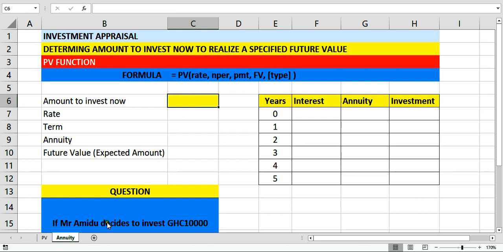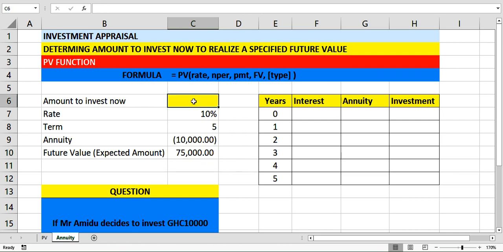The same information, the only thing that has changed is Mr. Amidu is now going to do annuity payment at the end of every year. Okay, so 10% comes, it's still 5 years. This time around we have annuity of 10,000. Why are we making it negative? This is a payment you are making, an outflow, that's why we make it negative. Future value is what you're expecting to receive, so it has to be positive.